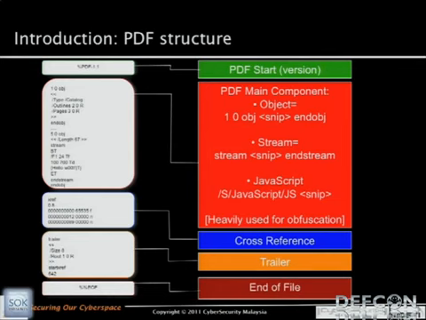It's also part of the major components in here is the JavaScript. On the yellow box you have the cross-reference, which defines the offset of each object. And then the last one is the trailer. The trailer is the main component that has one major entry called /Root. /Root gives you the entry point where your PDF will start when you open it. The last one is also interesting: you have the end-of-file marker for the PDF.